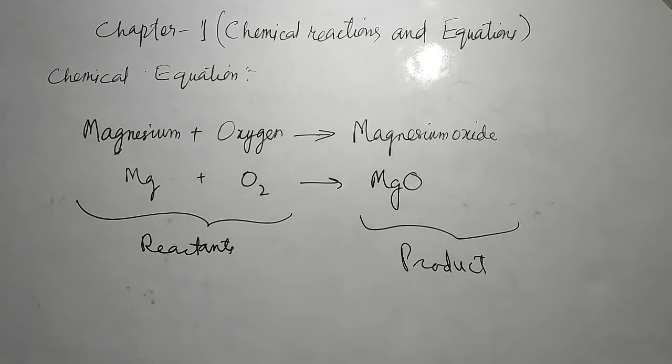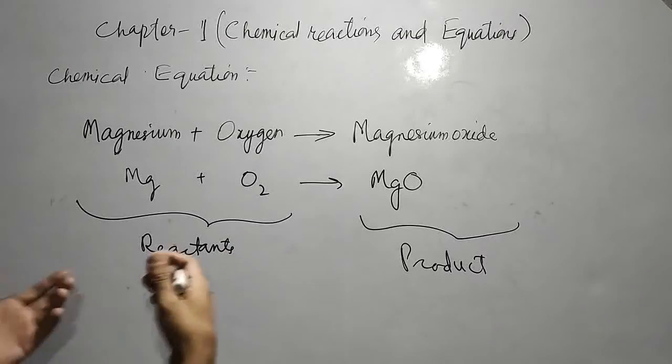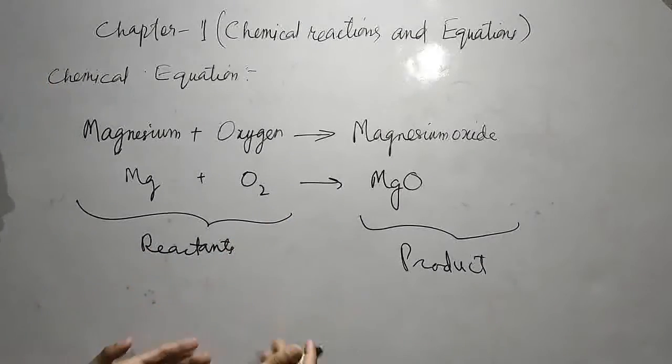Now whatever is written on the left side is called the reactants, and whatever is written on the right side is called the products. I hope you are clear with this chemical equation.